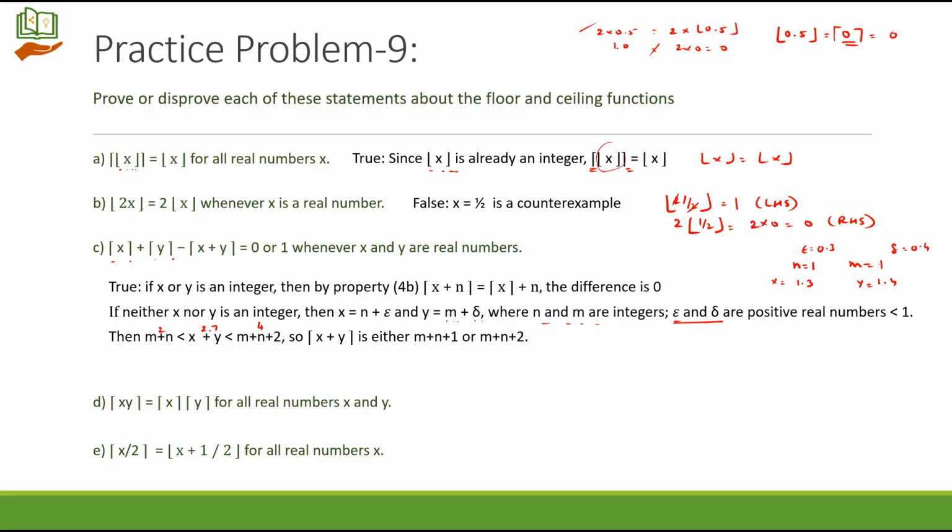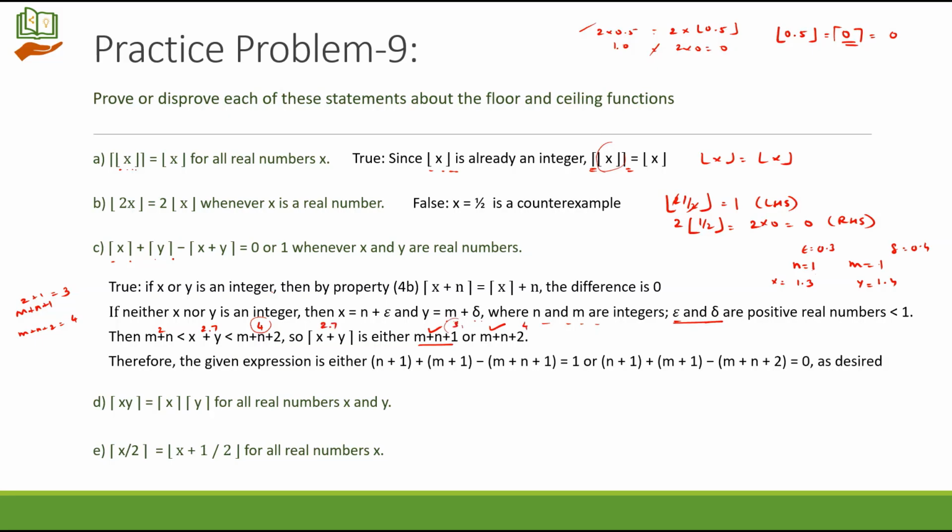From this we can say the ceiling of x plus y is either m plus n plus 1 or m plus n plus 2. So the maximum value is 4 here. So x plus y's ceiling value can be m plus n plus 1, which in this case is 2 plus 1 which is equal to 3, or m plus n plus 2 which is equal to 4. So the ceiling value can be either this one or this one is what they are trying to say. This is 3 and this is 4.